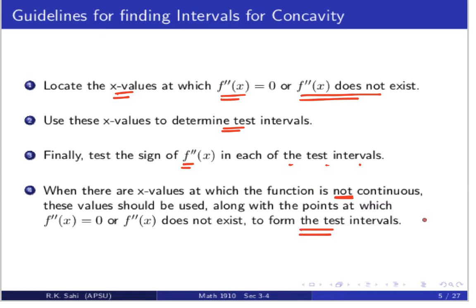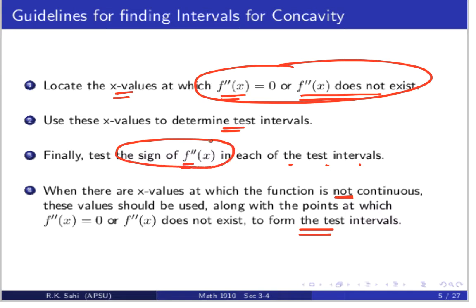Very similar to increasing, decreasing and your first derivative, but with a catch. Here we are going to look at where the second derivative does not exist or the second derivative is 0. And then we're testing the signs of the second derivative at each of the test intervals. Remember, we are talking about concavity. Okay, so let's start with examples.